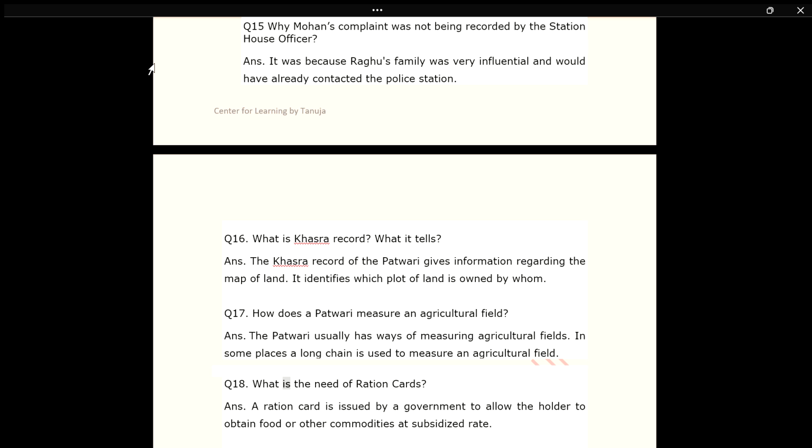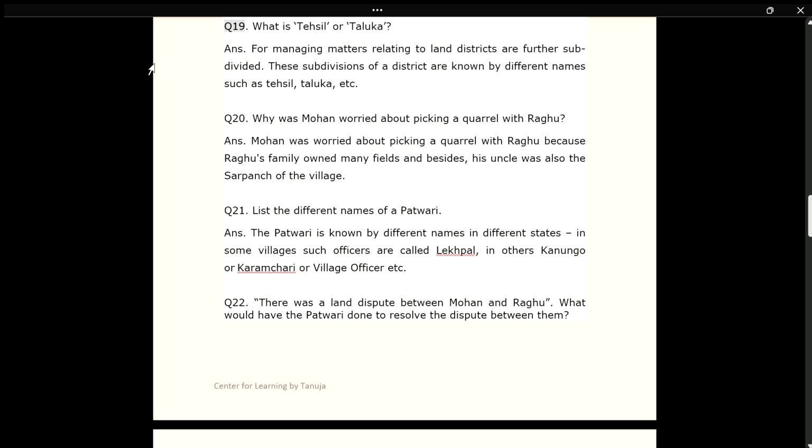Q18. What is the need of ration cards? Ans. A ration card is issued by a government to allow the holder to obtain food or other commodities at subsidized rate. Q19. What is Tahsil or Taluka? Ans. For managing matters relating to land, districts are further subdivided. These subdivisions of a district are known by different names such as Tahsil, Taluka, etc.